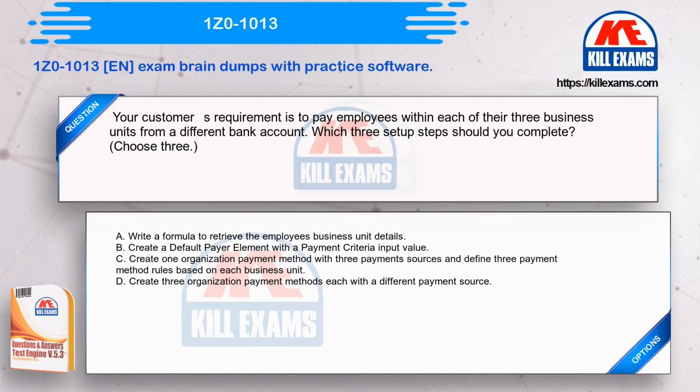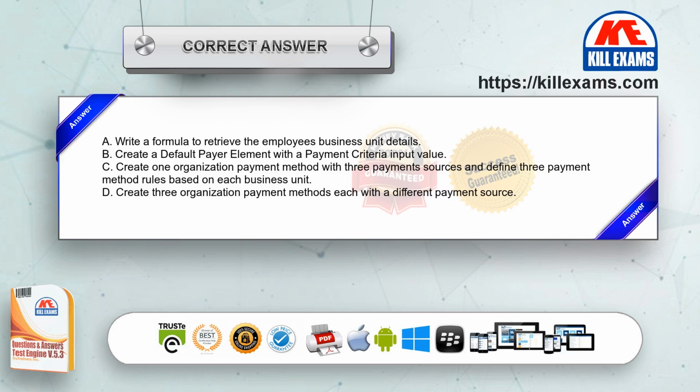Option C. Create one organization payment method with 3 payment sources and define 3 payment method rules based on each business unit. Option D. Create 3 organization payment methods each with a different payment source. The correct answer is option B, C, D.